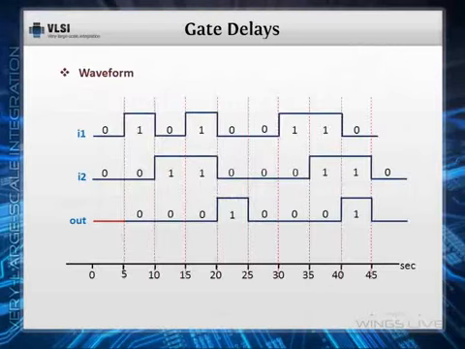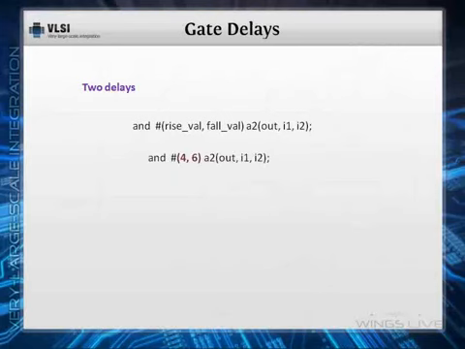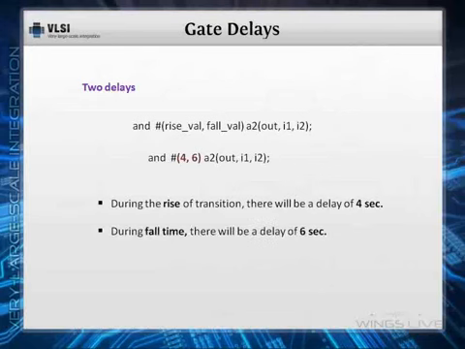Here is the waveform that shows the delay for all the transitions. That is, whenever we change the input, the output transition changes after a 5-second delay. Next, we shall use two delays. Now, these two delays will be rise and fall delays. This is how we use two delays. Let's specify the values for these delays as 4, 6. So, now during the rise of transition, there'll be a delay of 4 seconds. Similarly, during the fall time, there'll be a delay of 6 seconds.